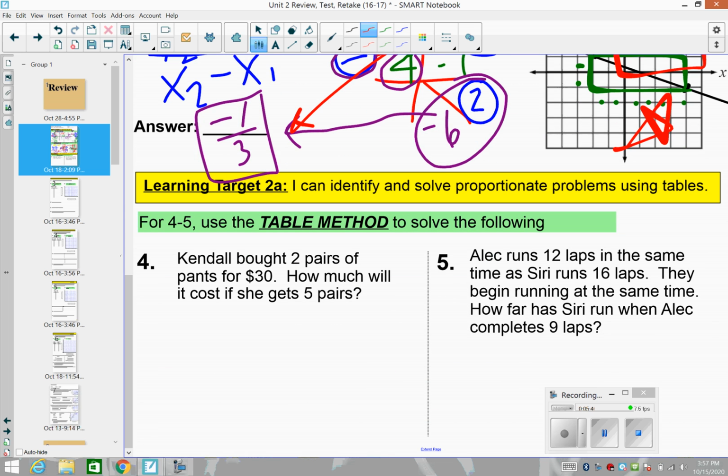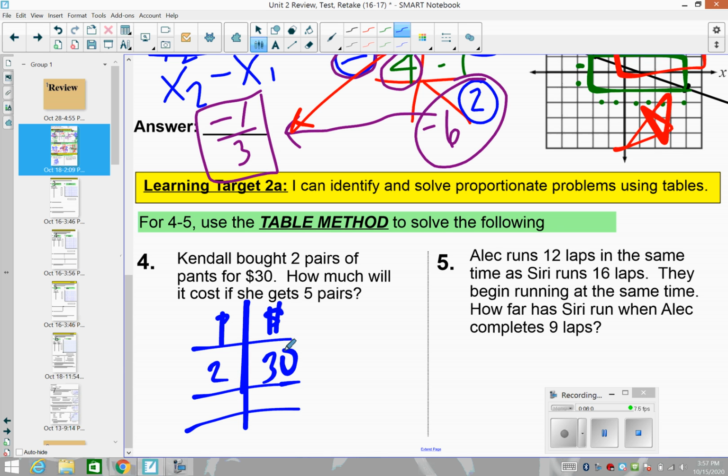Next learning target. Use the table method to solve the following problems. So we're identifying proportionate situations using tables. First problem says Kendall bought 2 pairs of pants. Stop. Pants. Table. How many pairs? 2. Boom. Get it in the table. For $30. 2 pairs of pants for $30.